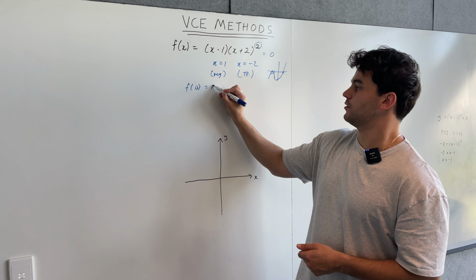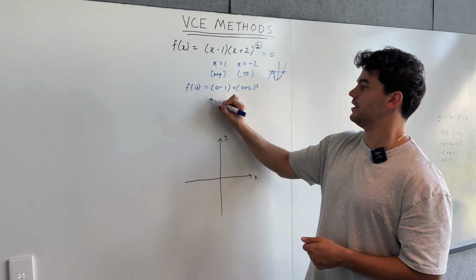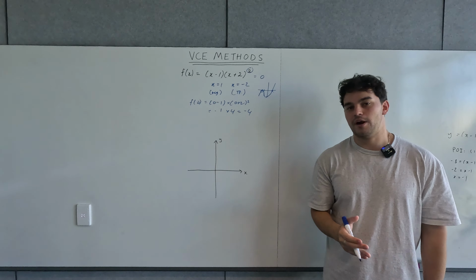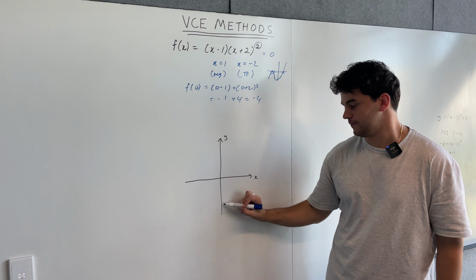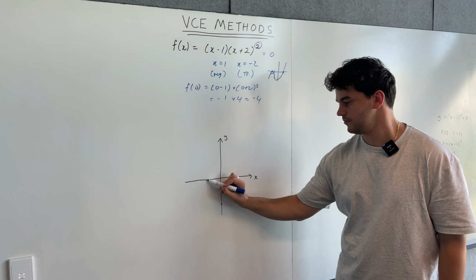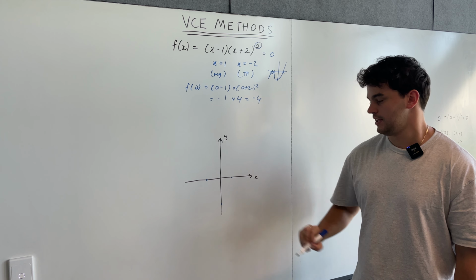f of 0 is equal to 0 minus 1 multiplied with 0 plus 2 squared. So this becomes negative 1 multiplied by 4, which is negative 4 for our y-intercept. So negative 4 is going to be somewhere here. And then we have negative 2 as one of our intercepts, but that's going to be the turning point intercept. And then we have positive 1 like that.